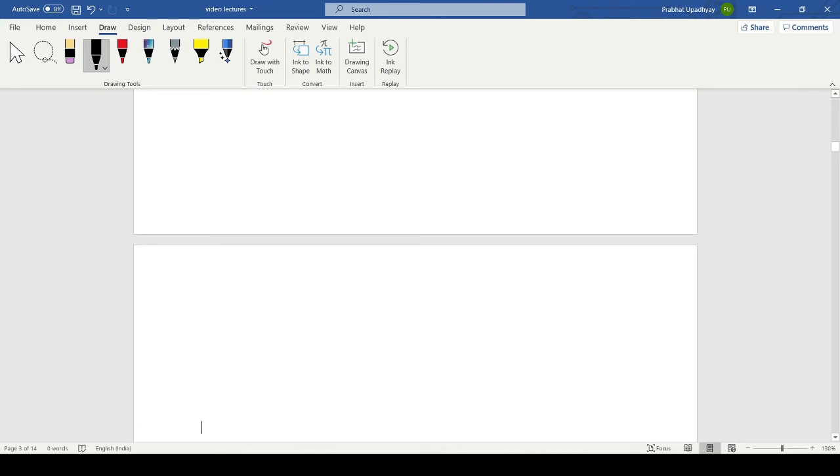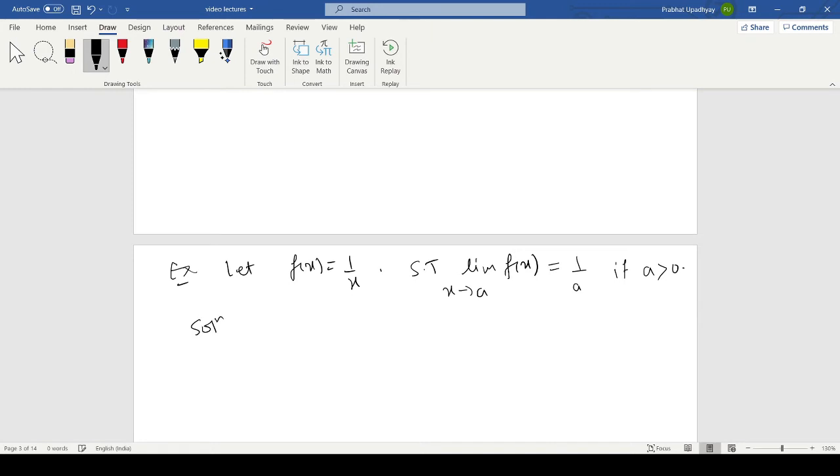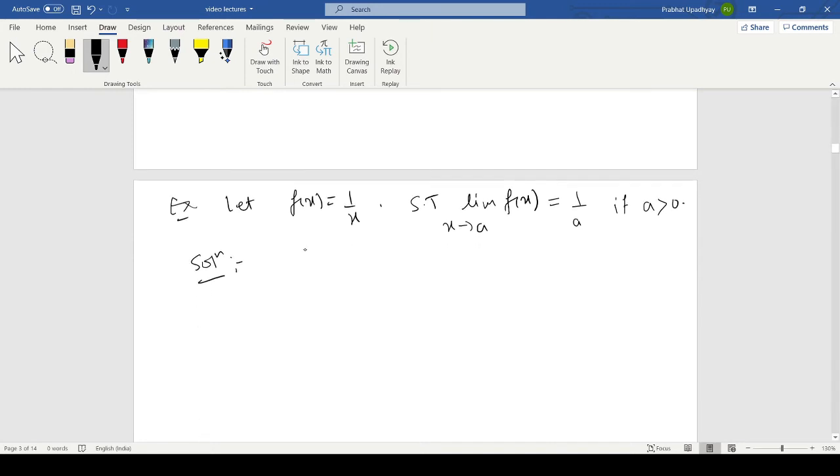Let's consider the next example. Let f(x) equal to 1 upon x, and we are asked to show that the limit of f(x) as x tends to a is equal to 1 upon a, if a is greater than 0. So for simplicity, we are considering our a to be positive. So let's start with the solution. Let epsilon greater than 0 be given.